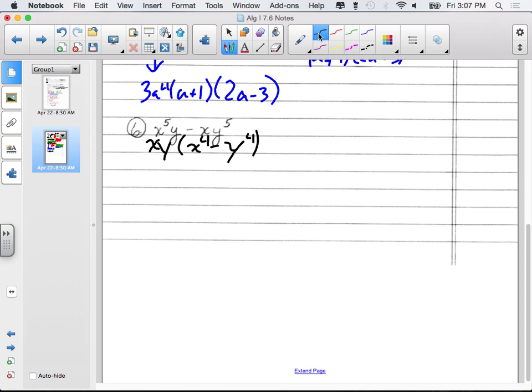Right, so what is the square root of x to the fourth? X squared, right? So we do the square root of x to the fourth, that's x squared. Same thing with y to the fourth, that's y squared, right? So when we factor that out, we have x squared plus y squared, that's one, and then the other one's x squared minus y squared. Is everyone good with that one so far?